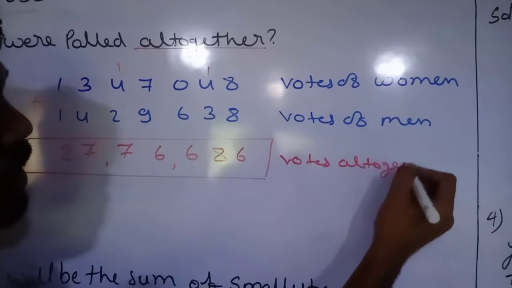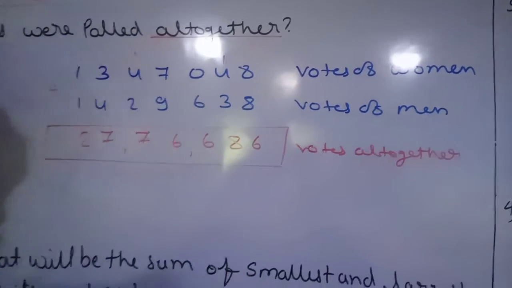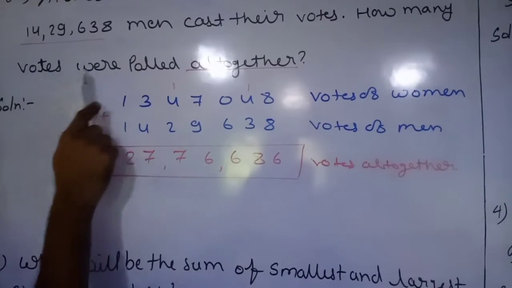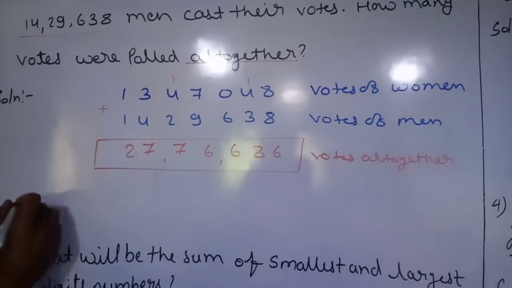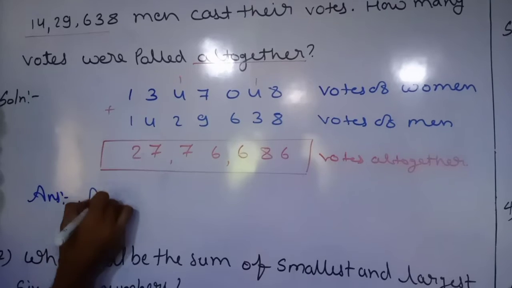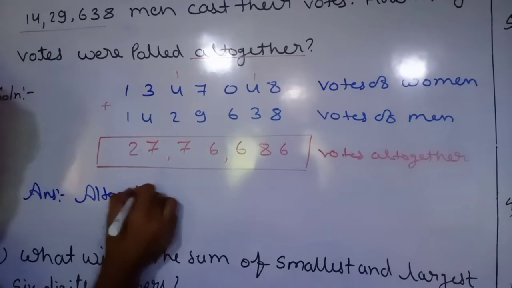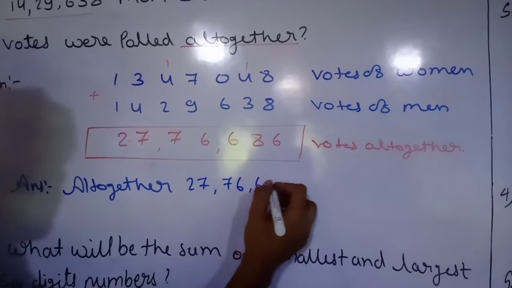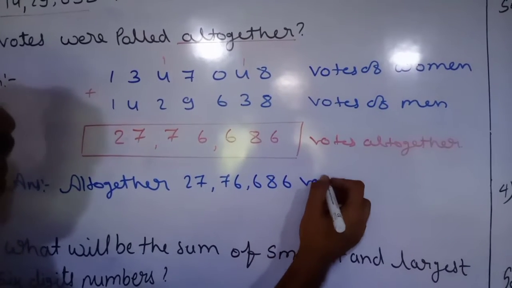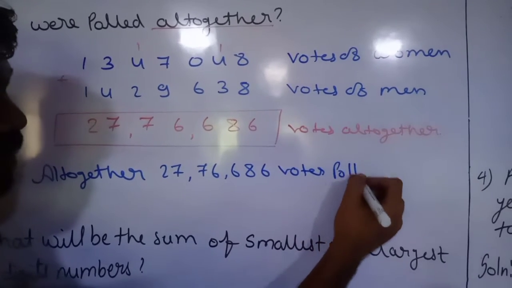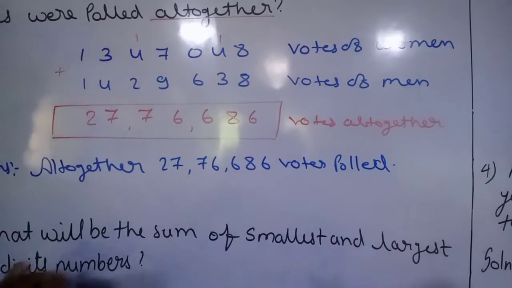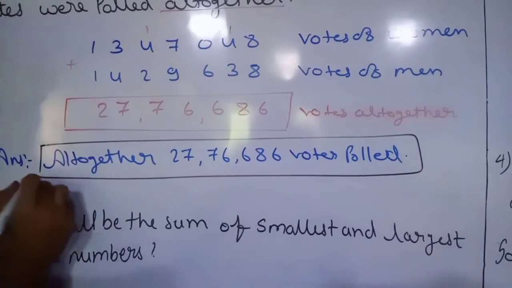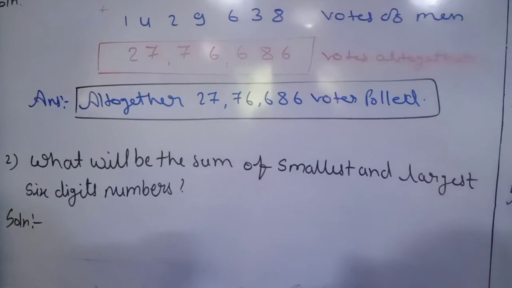all together. So now we need to write the answer in the form of how many votes were polled all together. So the answer: 27,76,686 votes polled altogether. This way we can write our answer at the last. Yes. Now the next sum.